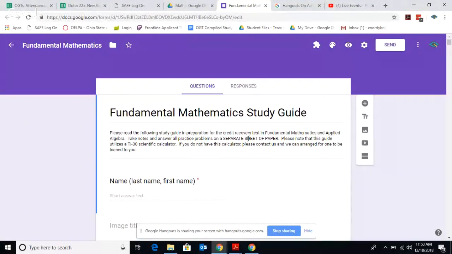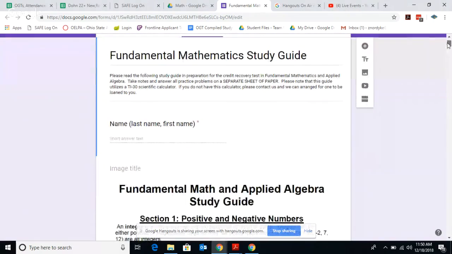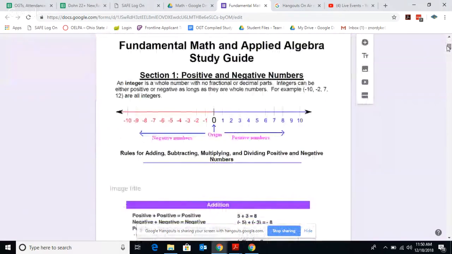So it's key. The TI-30 calculator is something that we're able to use on fundamental math, applied algebra, as well as OGT preparation. So getting to know that calculator well is essential. The study guide, just on its face, is the same as anything else that you'll see. Please put your name on it. But just notice, fundamental math and applied algebra study guide.